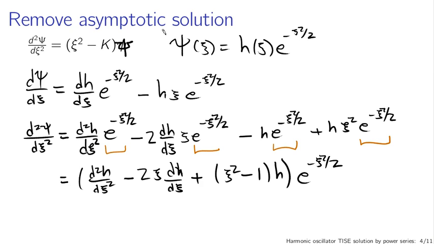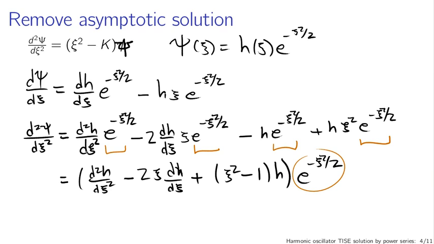And comparing our left-hand side and our right-hand side from up here, this psi now being h times e to the minus xi squared over 2, both the left-hand side and the right-hand side here are going to have this e to the minus xi squared over 2, which means we can cancel it out. So we've effectively gotten rid of our exponential dependence.